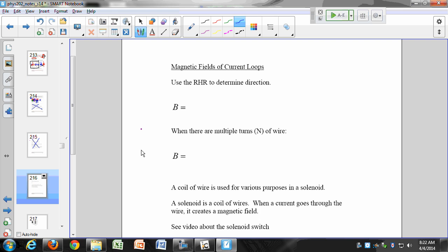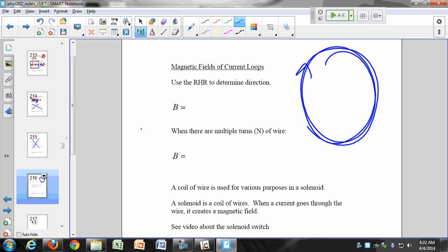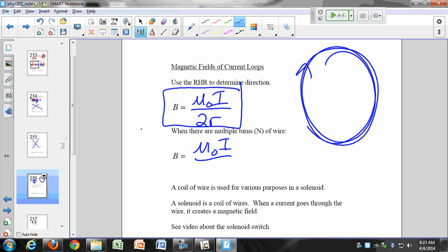If you have a current loop, you can generate a magnetic field. And the magnetic field of that current loop, this is just like you had in the lab, where you had this loop of wire with a current going through it. The magnetic field is equal to mu naught I over 2R. Again, this is on your equation sheet, but be careful because this looks a lot like the equation for the magnetic field due to a long straight wire. So just be careful that you know what they are. They come in order of this, if that helps you. Mu naught I over 2R.